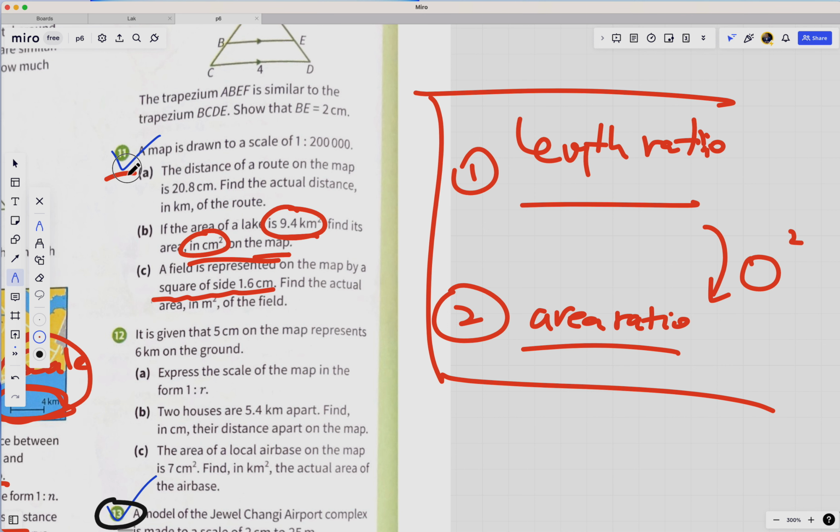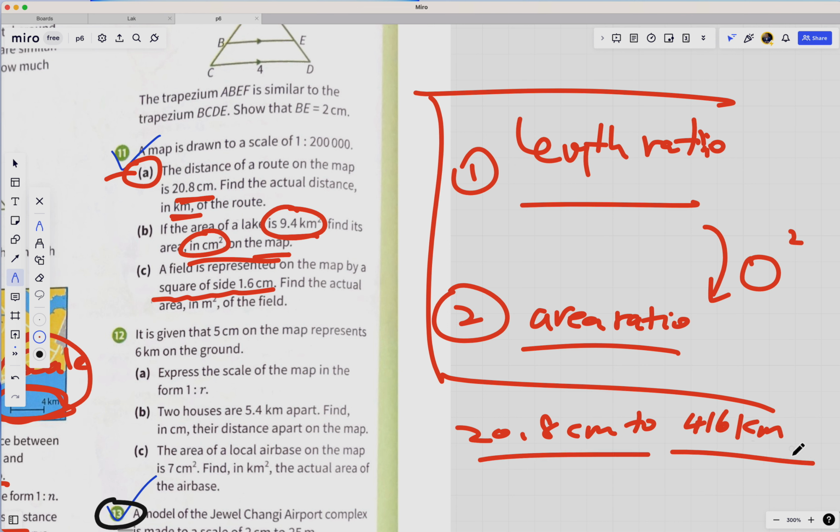Actually, your part A, right? You're supposed to give me cm to kilometer already. Part A is cm to kilometer already. What's part A answer? 416 km. Why? 20.8 cm is what? 416 km. How?